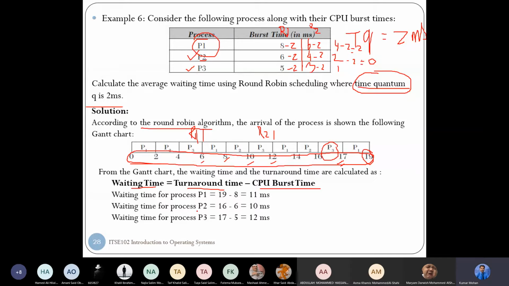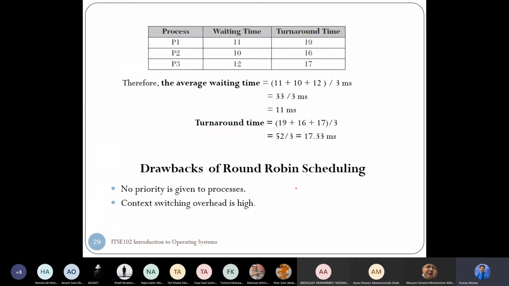So the waiting time for P2, check the last P2, 16. Turnaround time minus 6. The waiting time for process P3 is 12. P3 is not 12, 17. So 17 minus 5, 12. So this is the waiting time, and then I need to calculate the average waiting time. Okay, understand?